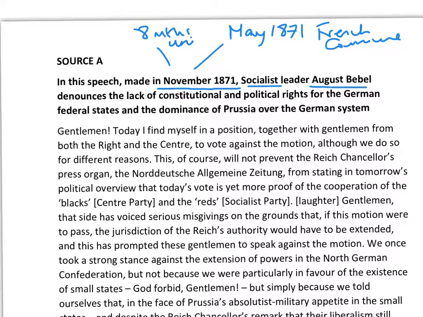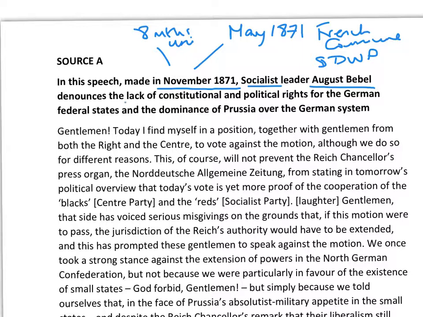August Bebel: you'd be thinking, well, he is the leader of the Social Democratic Workers' Party of Germany. So you should be thinking, who is he? What is his purpose? We'll come on to that in a second. Remember, it wasn't called the Social Democratic Party, the SPD, until later.